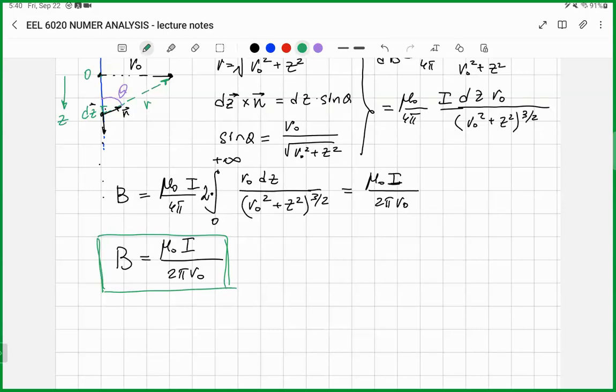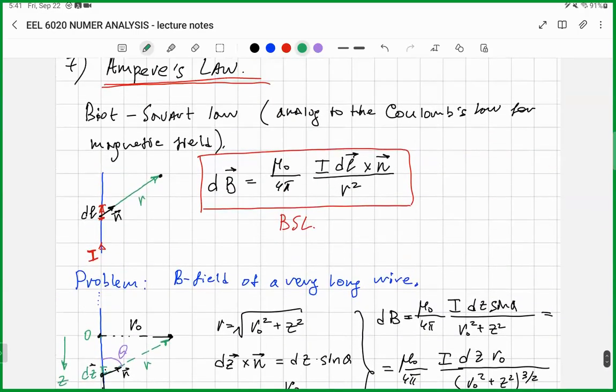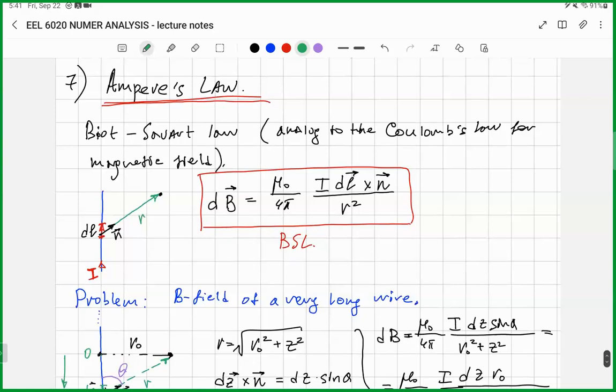All right, so this is about the magnetic field of a wire. This way we can find, for example, numerically the magnetic field of a wire of any shape. So we discretize the wire into small elements. We know the experimentally found formula for the magnetic field of a small piece of wire, given by the Biot-Savart law.